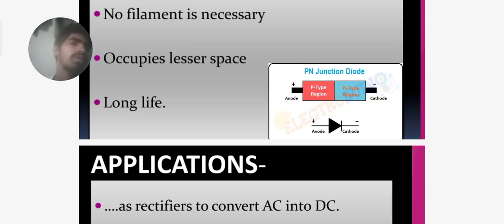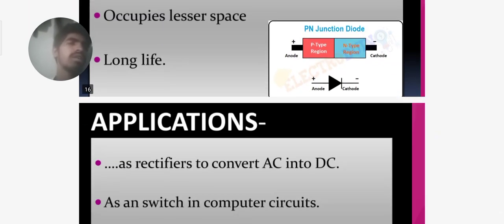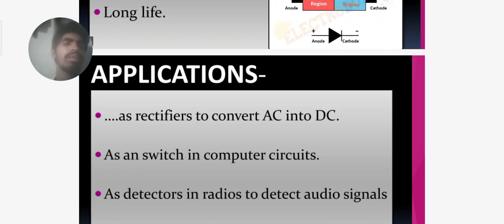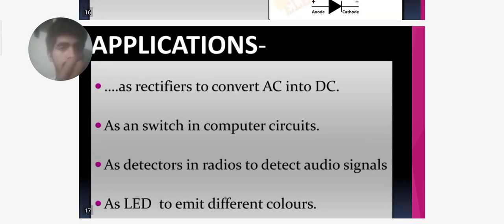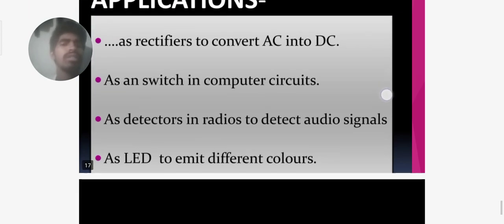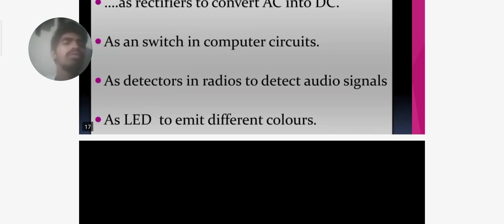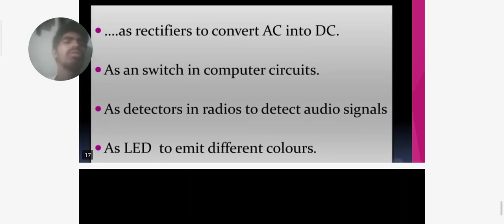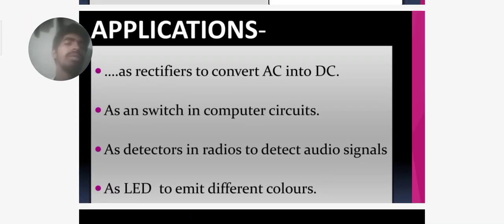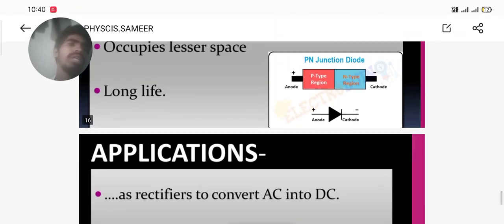So we can observe the PN junction, anode, cathode, the P region and the N region, and here one of the battery. Another applications are as rectifiers to convert AC into DC, that is the rectification, as a switch in computer circuits, as detectors in radios to detect the audio signals, as LED to emit different colors. So we have known about the LED, light emitting diode. To emit the different colors we use these PN junction diodes. In the computer circuits also we use the PN junction diode circuits.